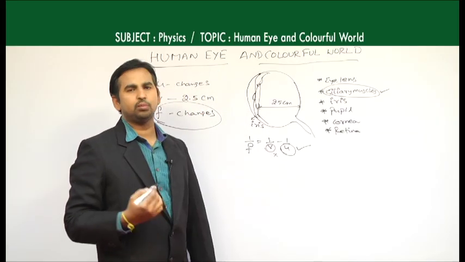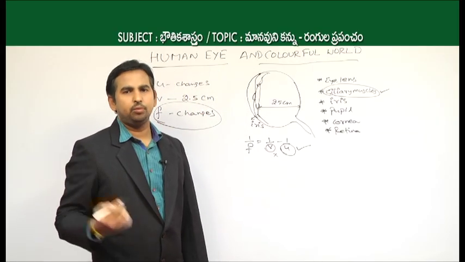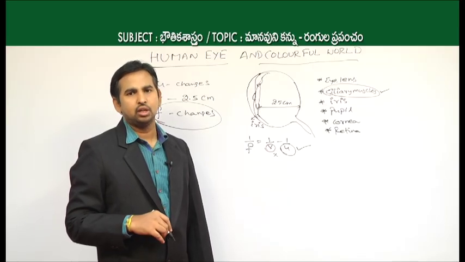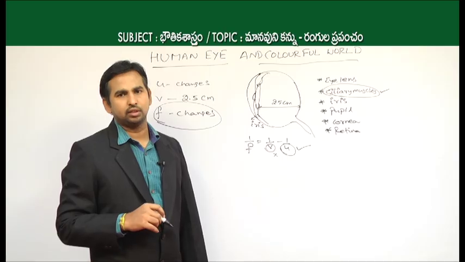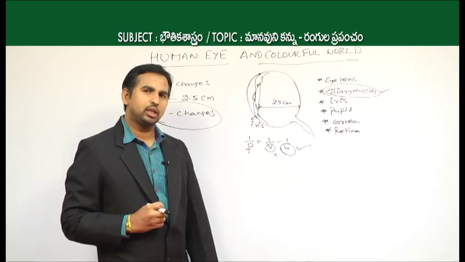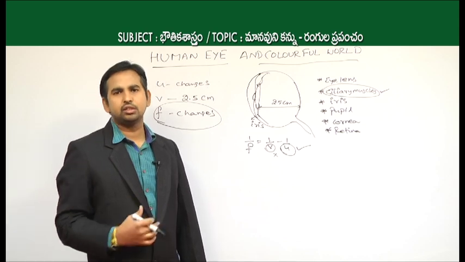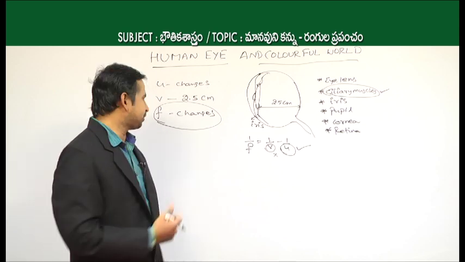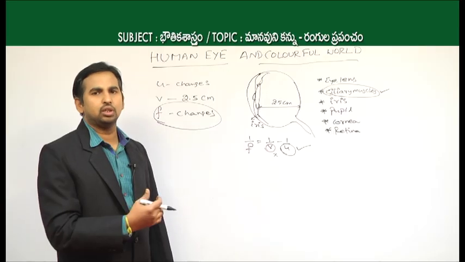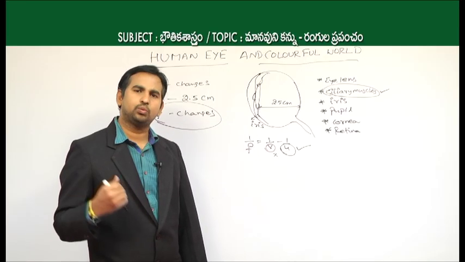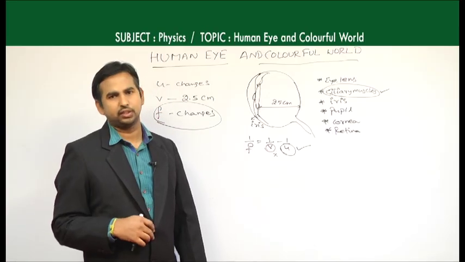The main important role of these ciliary muscles is that, depending on the object distance, they adjust the eye lens, the focal length of the eye lens. As it changes the focal length of the eye lens, it is changing the radius of curvature. When there is a change in the radius of curvature, it causes changes in the focal length, so that we can see different objects very clearly, even though the distance from one object to another is different.